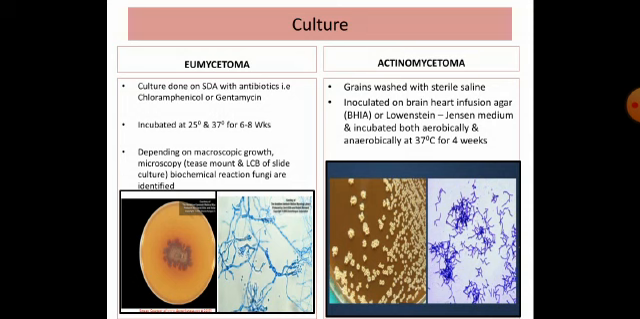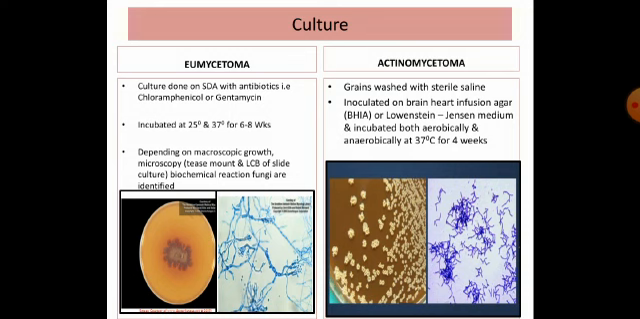Coming to the culture, if we are suspecting fungi, then the culture media of choice is SDA with antibiotics. Why are we adding antibiotics? To inhibit the growth of the bacteria. We incubate it at 2 different temperatures, that is 25 degrees as well as 37 degrees for 6 to 8 weeks. After the 6th to 8th week, we look for the macroscopic growth.